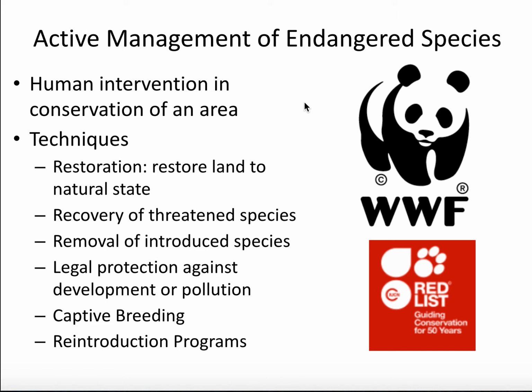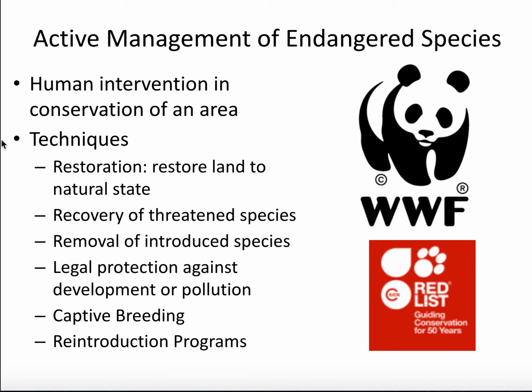Okay, active management of endangered species. What humans are doing is we're intervening, and we've realized that we're creating a problem for species and we're trying to protect them and repopulate these species. So human intervention in conservation of an area, so building reserves and keeping people out and managing how many people can go in and what types of roads can be built, all of these are important in conserving an area so a species can feel safe and that it can reproduce there.